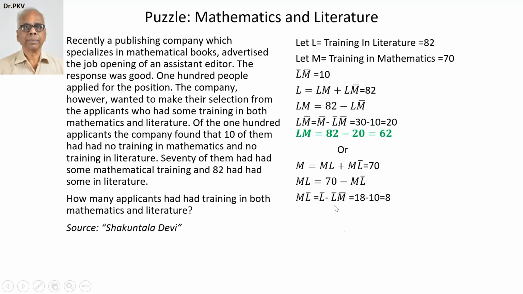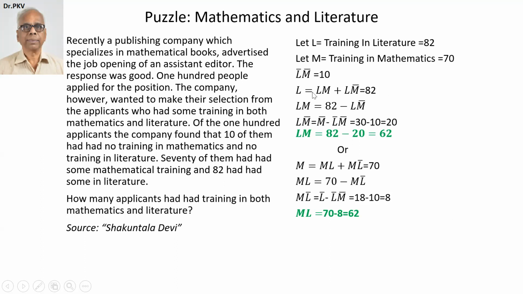So, L bar is the absence of training in literature. That means no training in literature. Now L bar from this equation is 18. L is 82, L bar is 18, total is 100. L bar M bar is given as 10, therefore this is equal to 8. Now LM or ML is therefore equal to 70, which is the total we started with, minus ML bar, which is 8. Answer is 62.